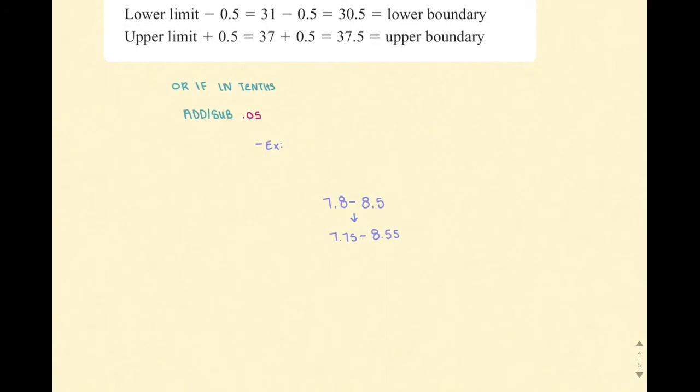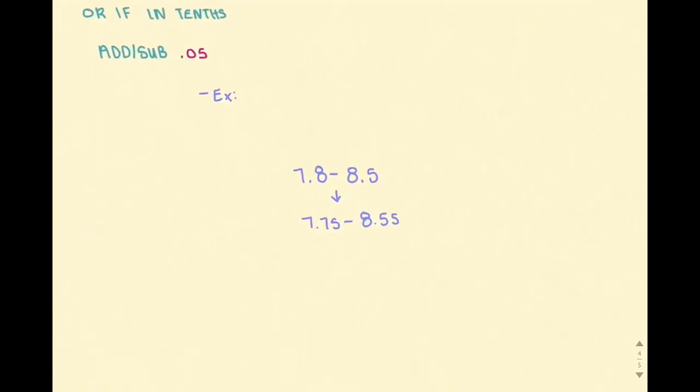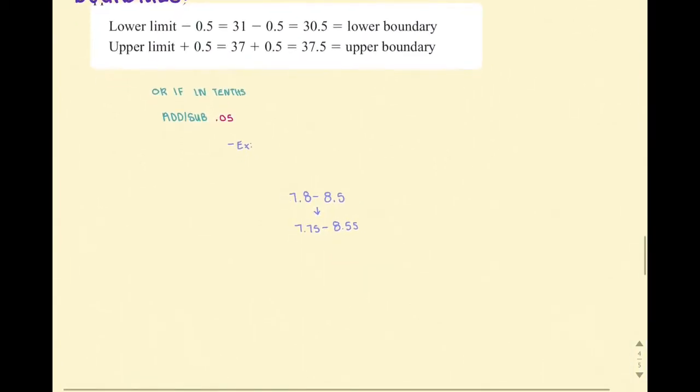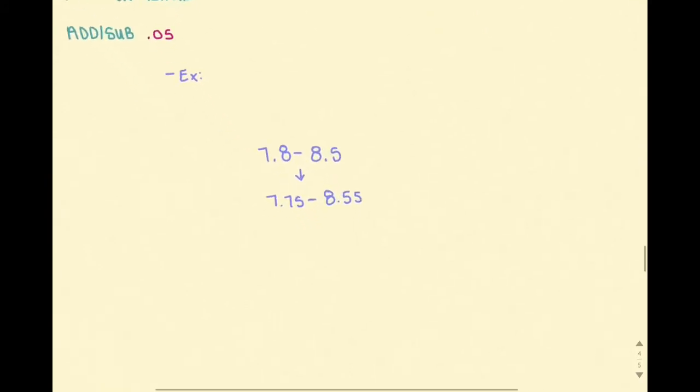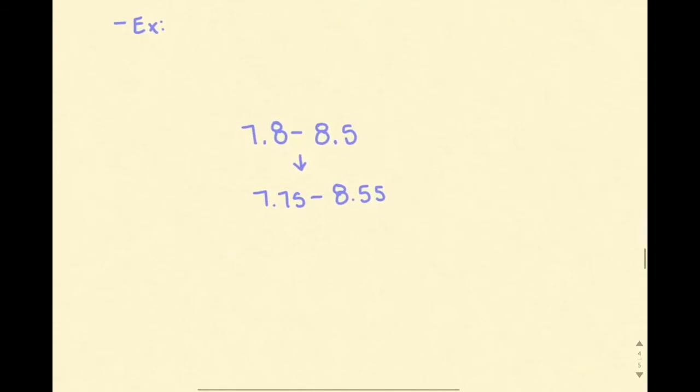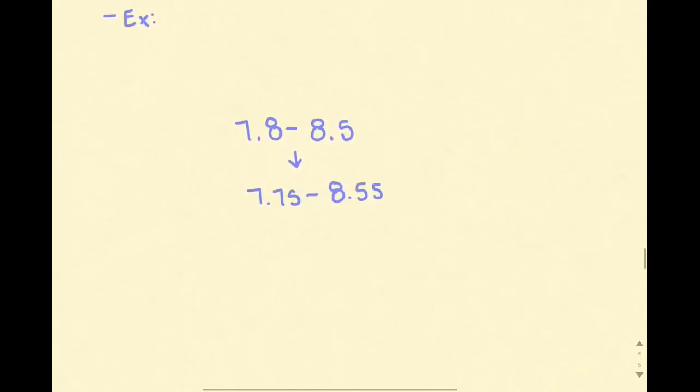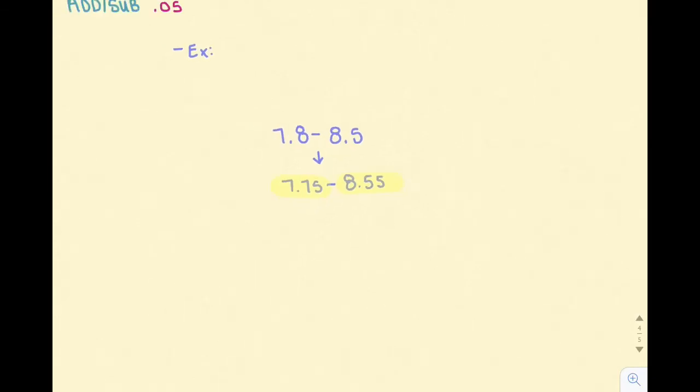Or if it's in the tenths, you're going to do the same thing, except you're going to add and subtract 0.05. For example, if the lower limit is 7.8 and the upper limit is 8.5, you're going to subtract 0.05 from the lower, and you're going to add 0.05 to the upper.